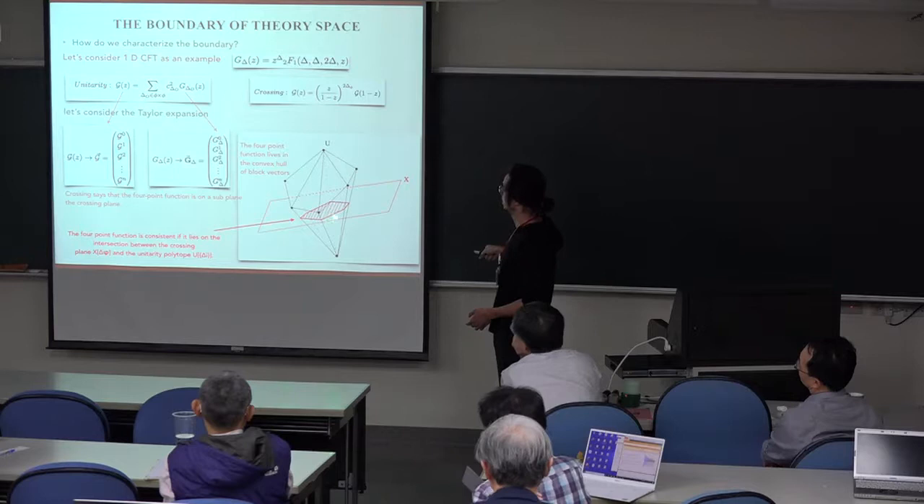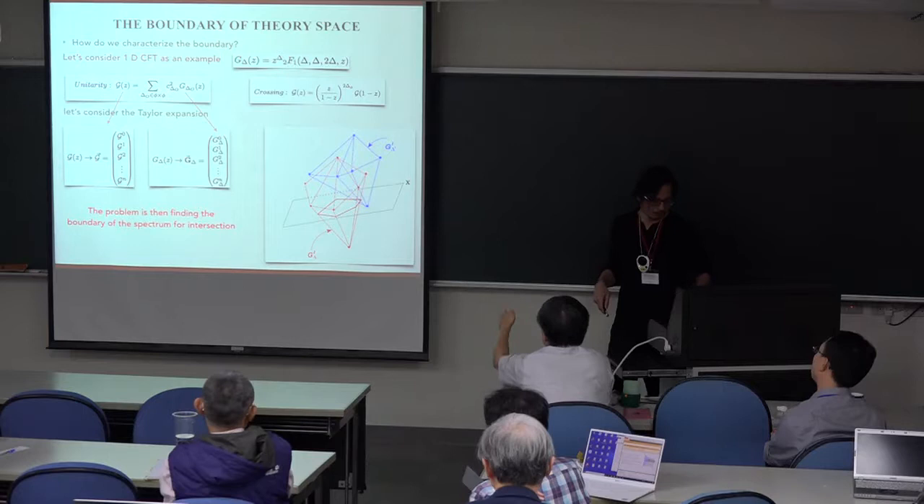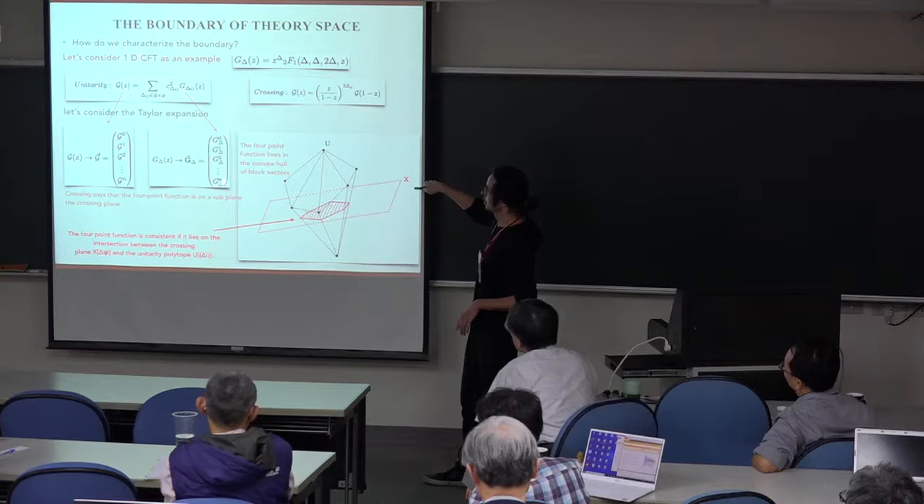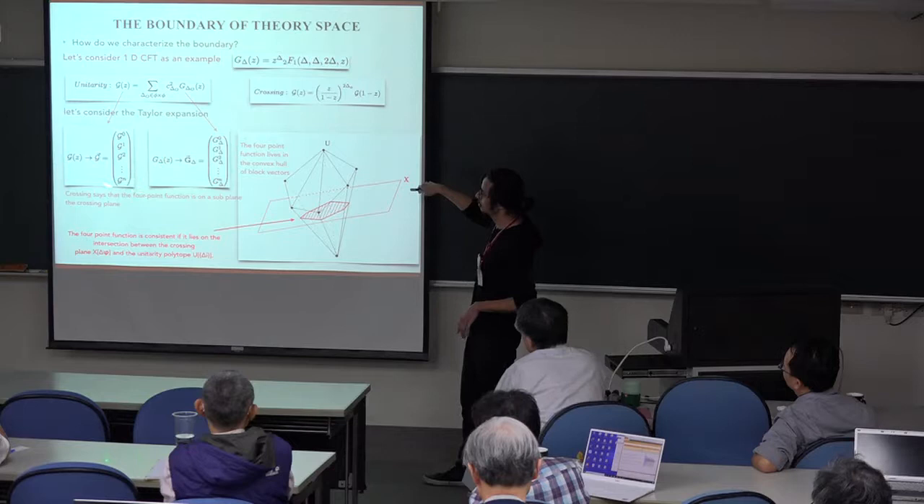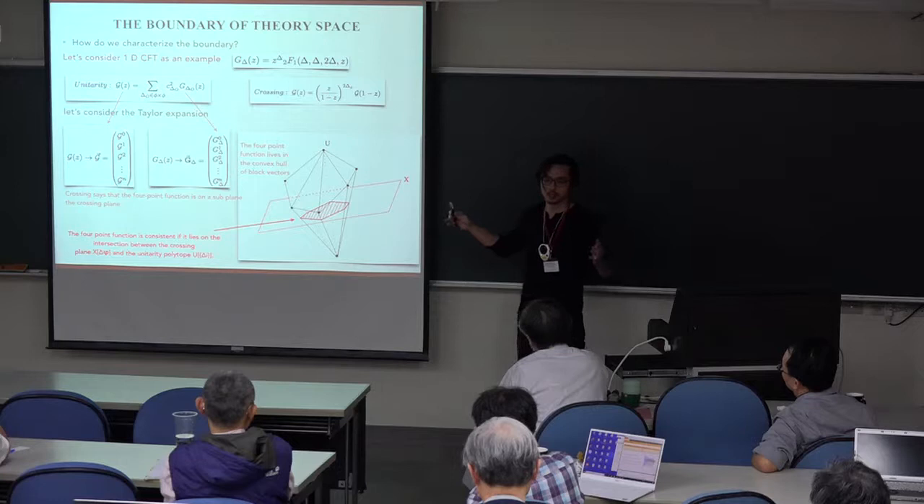Okay. What is this space? This space is basically the coefficients of these Taylor series. So these are block vectors, and we expand the coefficients. If I expand to nth order in my Taylor expansion, then the space I'm talking about lives in n dimensions. So it's basically how far I'm expanding the Taylor expansion of my four-point function.